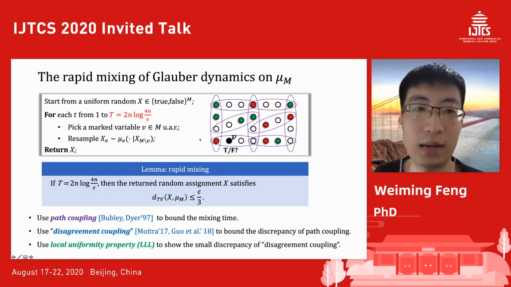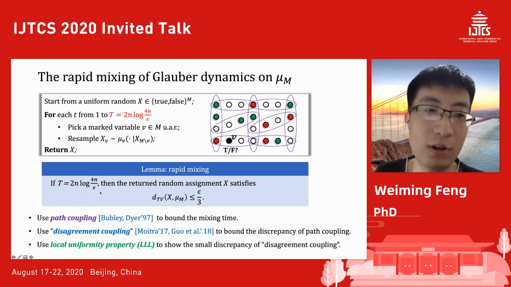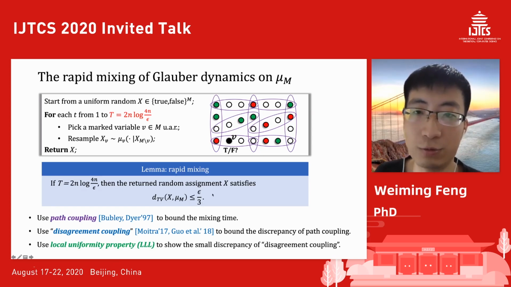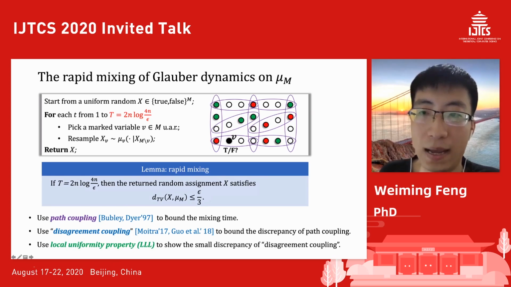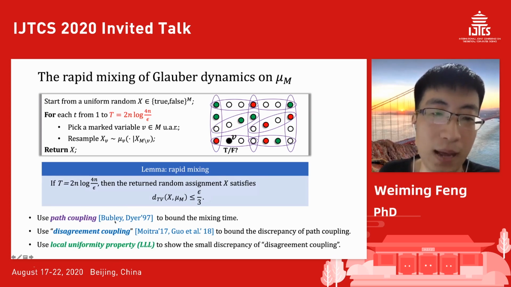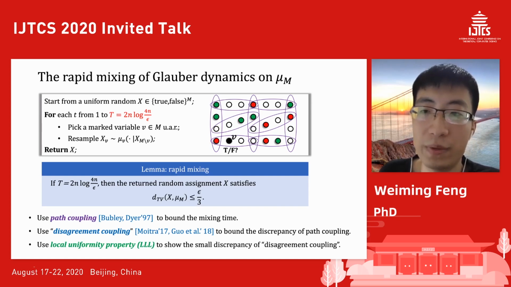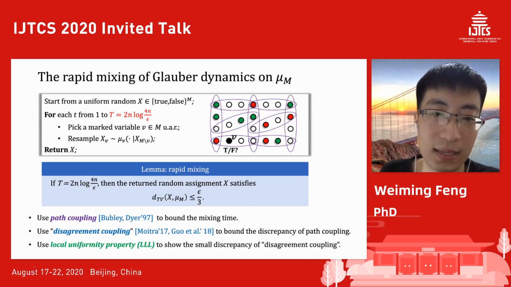Moreover, we show this global dynamics is rapidly mixing. We show that after O(n log n) steps, the distribution of the output assignment would be very close to the distribution mu M. The mixing time is proved by the well-known path coupling technique, and we use the disagreement coupling introduced by Moitra to analyze the path coupling. The local uniformity property once again plays an important role in analyzing the Markov chain.